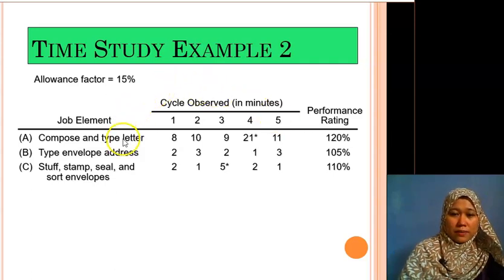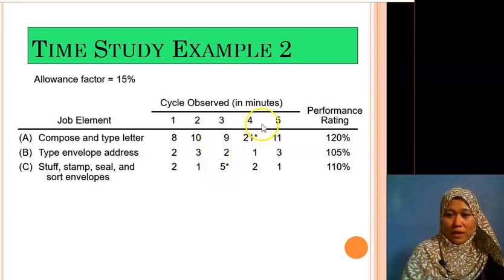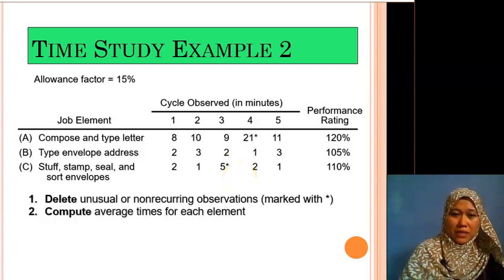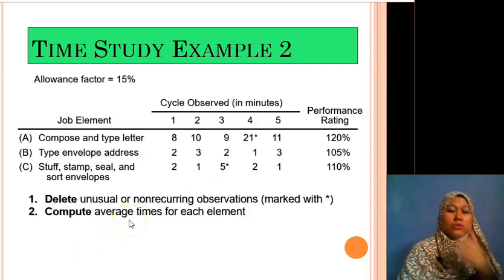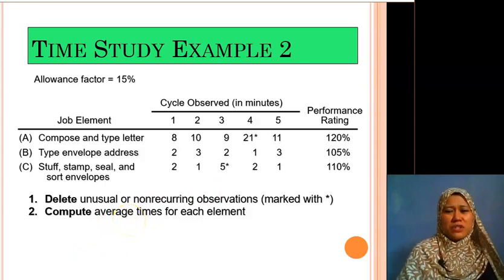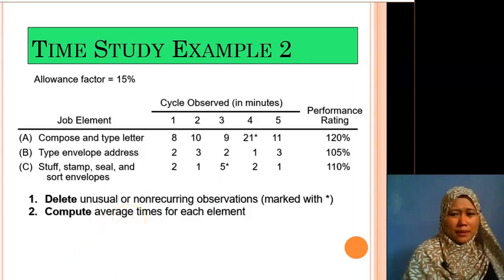So for the first cycle, these are the data. For the second cycle, see, they are different times, because it depends on the person doing it. So the first step is to delete any unusual or non-recurring observation, something that is not normal from your observations.